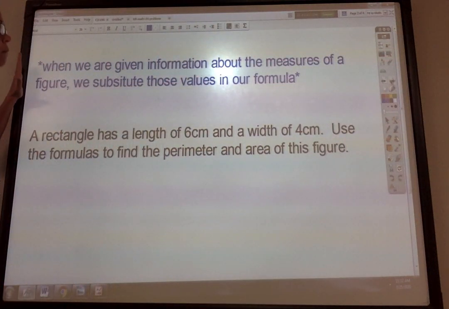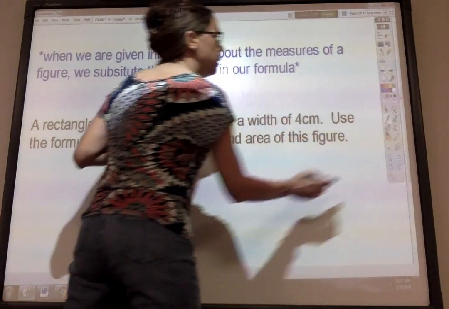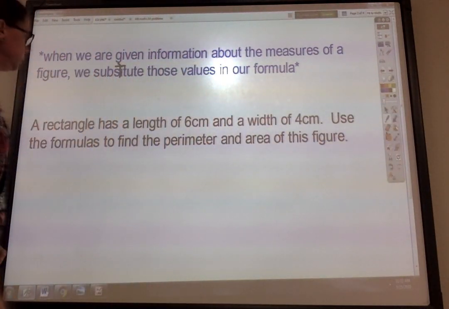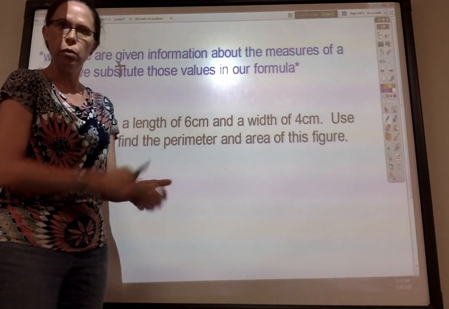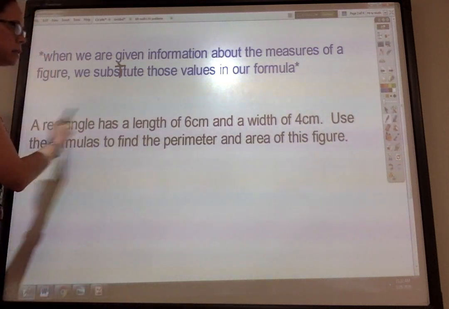Now, when we are given information about the measures of a figure, we substitute those values in our formula. Stern misspelled substitute. Substitute those values in our formula. Okay? So if we know our formulas and then they give us measures of our figure, we can substitute those into our formula. So take this example.